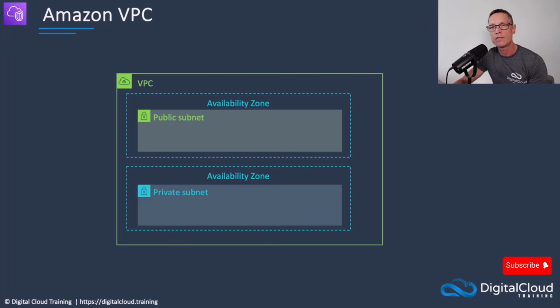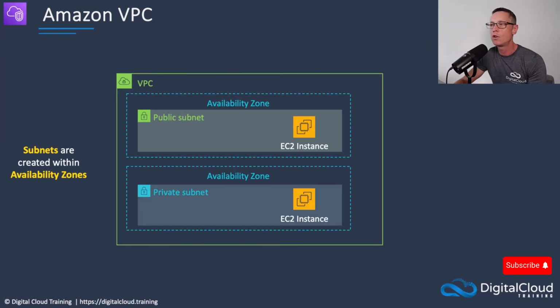We can create private subnets, which are only accessible within the VPC, unless we set up specific routes and connections outside of the VPC, and then public subnets, where we might launch public-facing resources like websites or load balancers. Subnets are created within availability zones, and availability zones are basically data centers. So AWS has lots of different regions around the world, and each of those regions will have multiple availability zones, so we can launch our resources across different AZs for redundancy purposes.